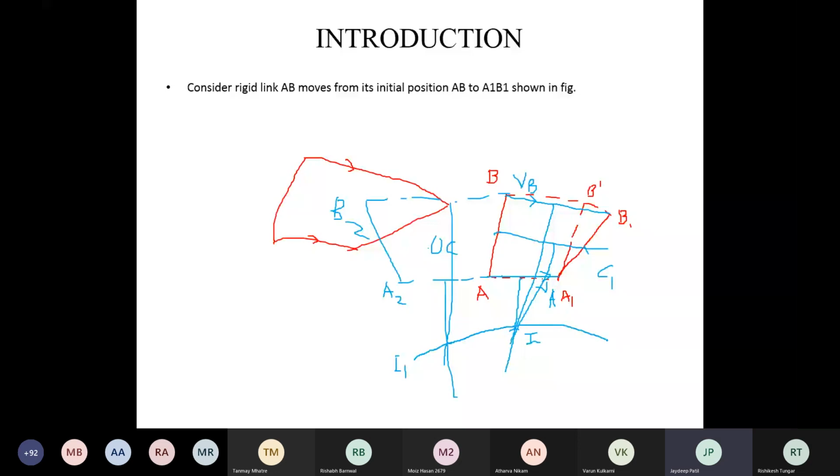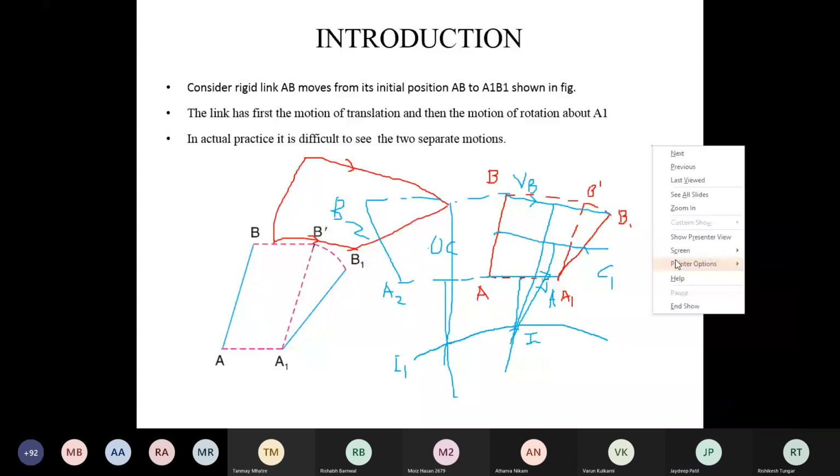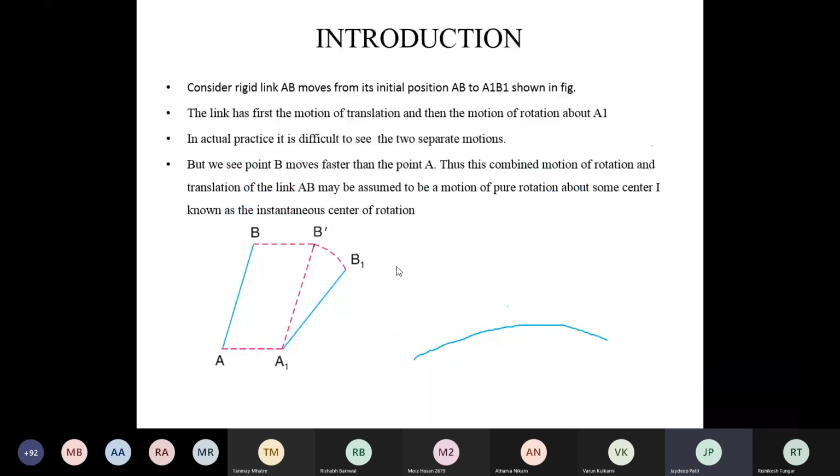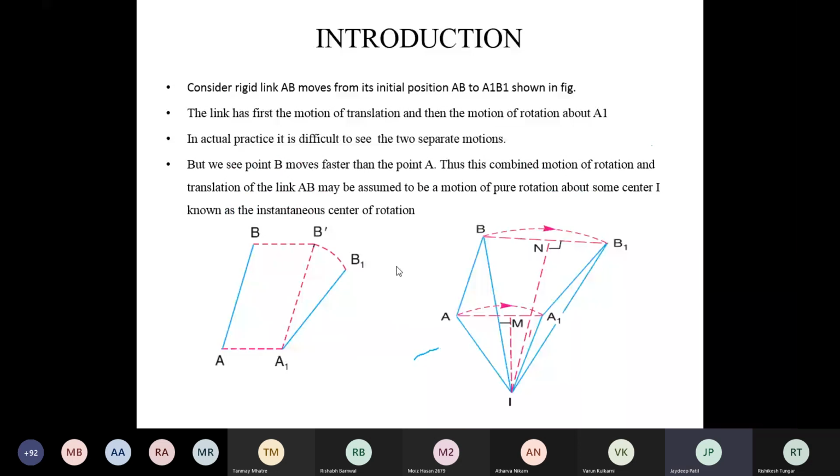Now this is the first point. The link AB moves from A1 to B dash, or A1 to B1. There are two motions, translation and rotation, and you have to consider it a rotational movement. Now we join A to B1 and A to A1 and draw the perpendicular bisectors. Where these intersect, you will get I as the instantaneous center of rotation.